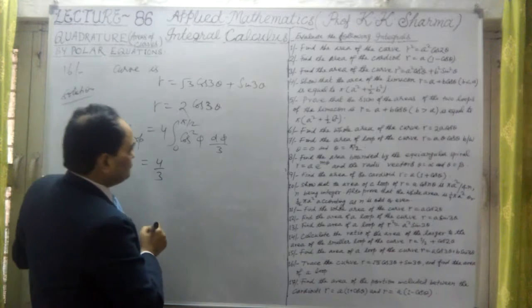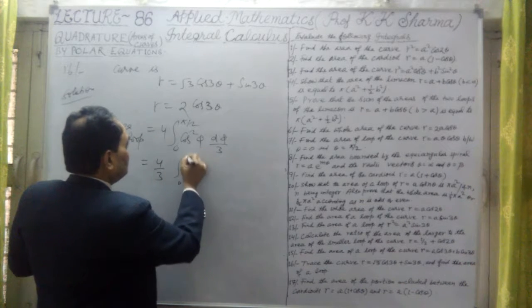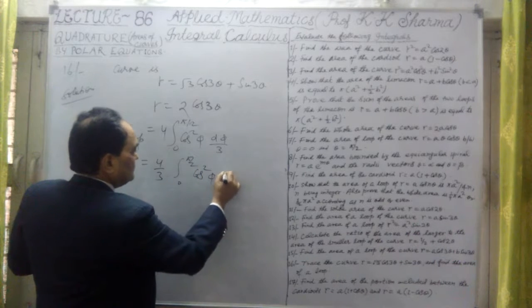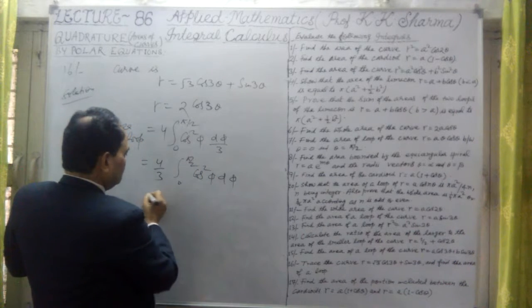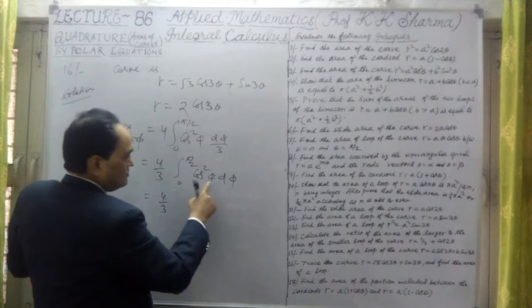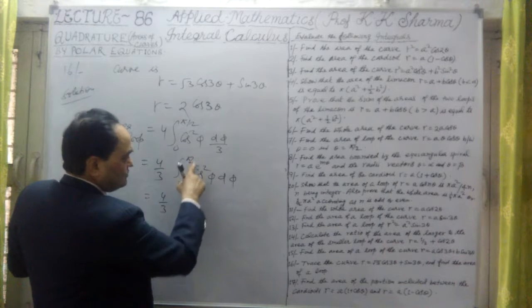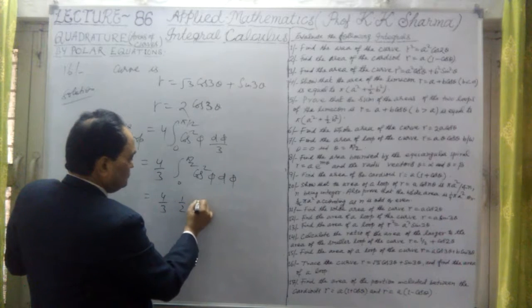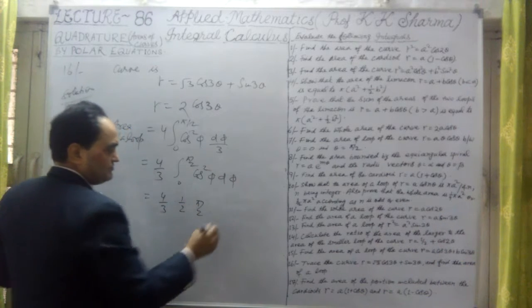Let me take 3 outside. So this is the integral from 0 to pi by 2 of cos square phi d phi only. What does it give us? Now by using the reduction formula from 0 to pi by 2 of cos square theta, this is 1/2 into pi by 2.